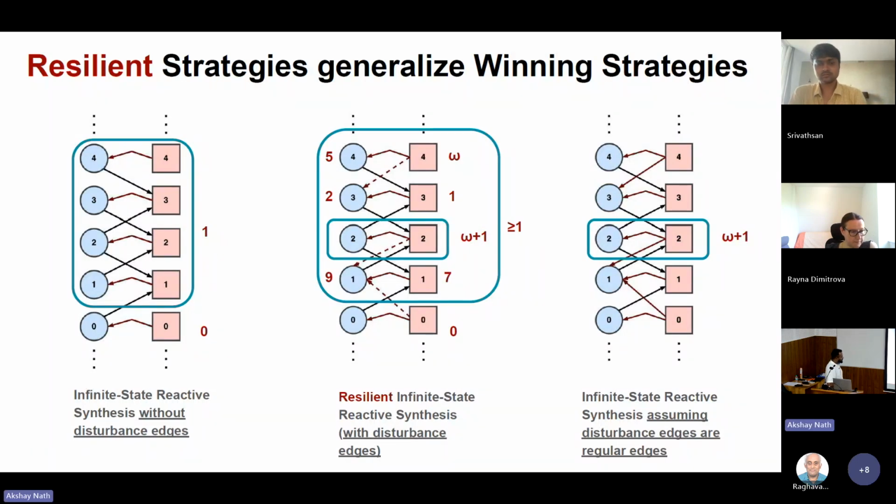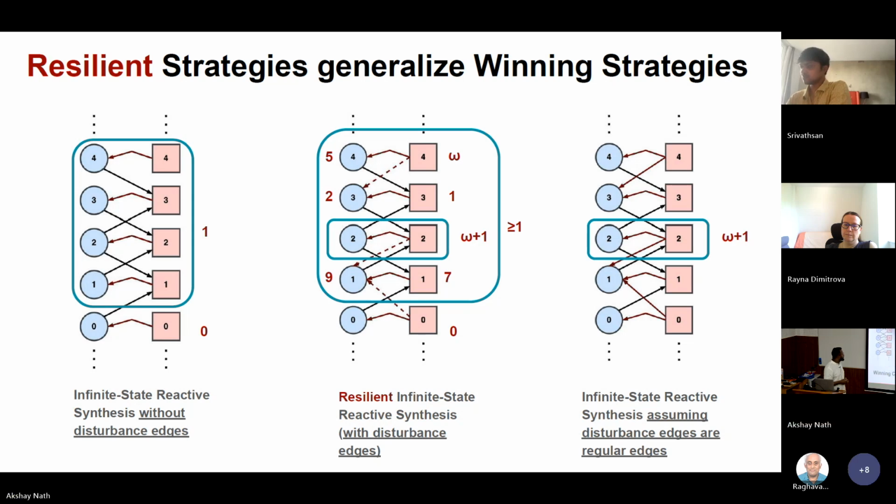So I think if you observe resilient infinite state reactive synthesis, where you have disturbance edges, you can have richer strategies, which can say from state 3, play a move that is 2 resilient, which will ensure that you can tolerate at most 1 disturbance. And for example, if you have an option between a strategy which is 2 resilient and 3 resilient, you could choose the 3 resilient one and be more tolerant to disturbances, which is not possible in earlier techniques. That's the key insight or takeaway here.